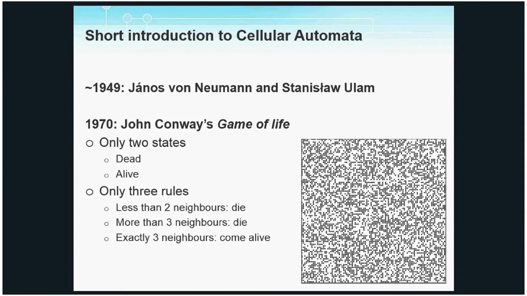If a cell has less than two neighbors alive, then the cell will die. With more than three neighbors, it will also die, but when it has exactly three neighbors, it will come alive. So these are basically what is involved in a cellular automata. It has a set of rules, a set of states, and also the grid where these things happen.